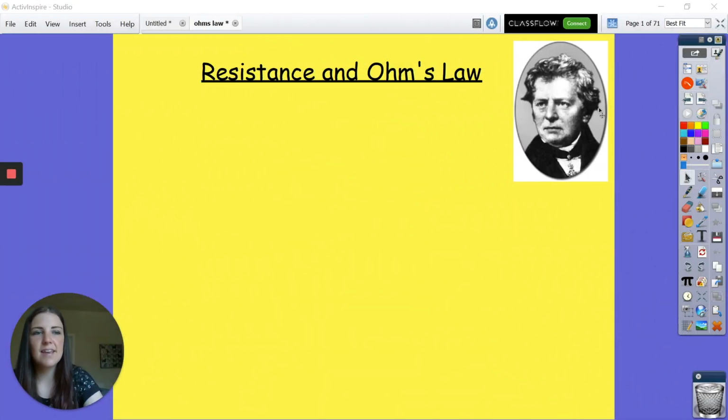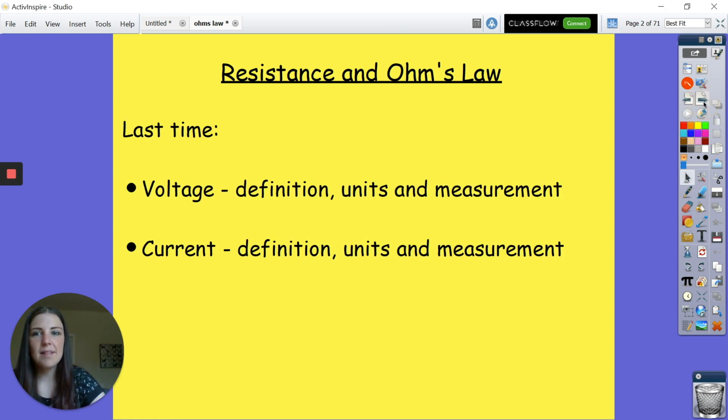Lesson on resistance and Ohm's law. Last lesson was on voltage and current, so we went through what's meant by voltage and current, what they are measured in, and how you would actually go about measuring them.